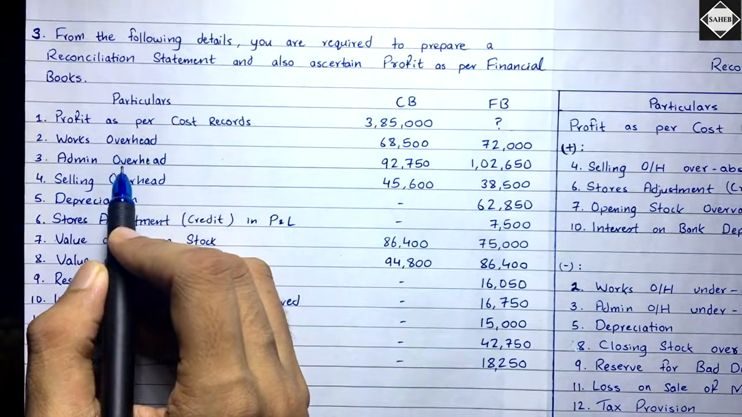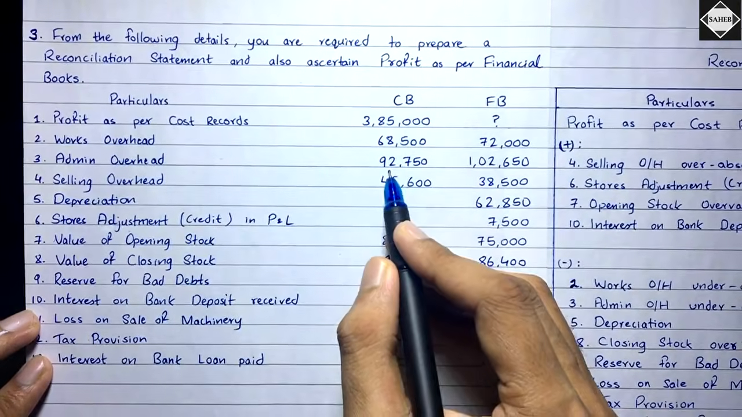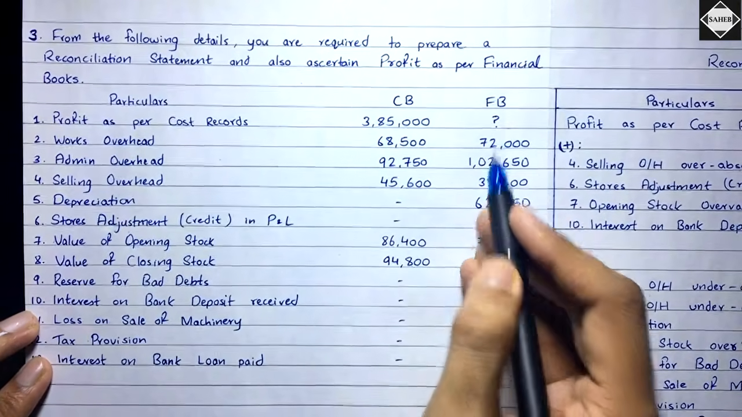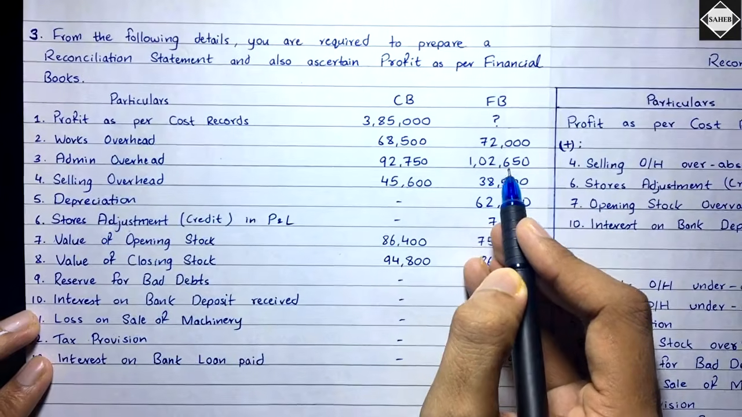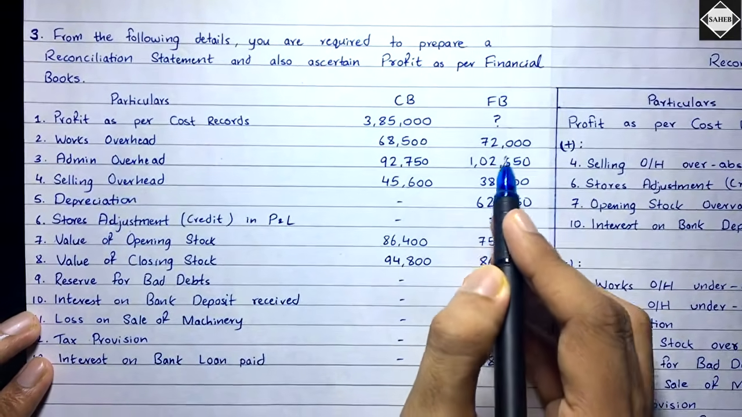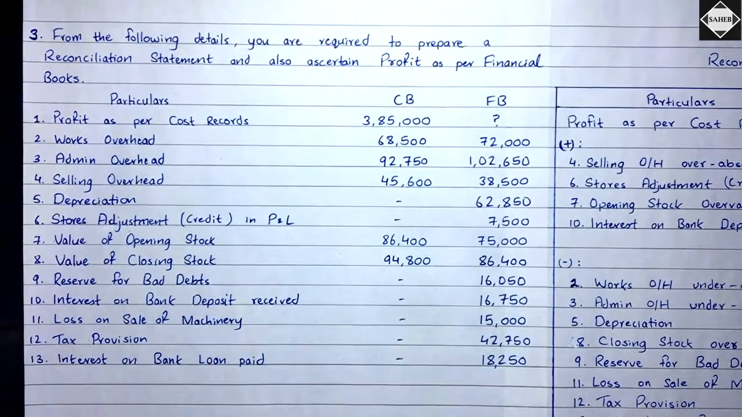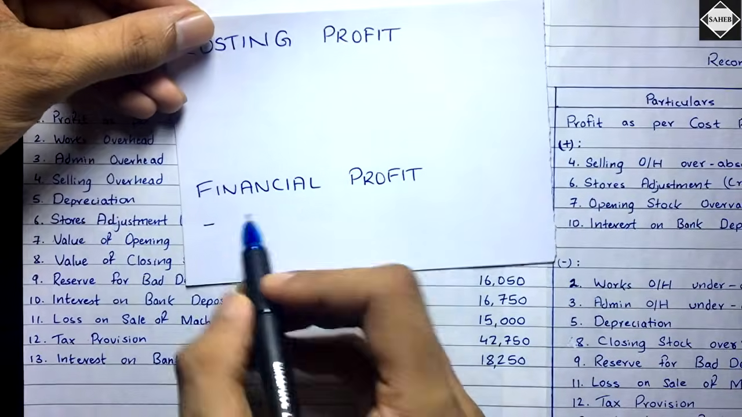So the next transaction we have over here is admin overhead. Overhead means expense. So admin overhead is 92,715 in costing books, and in financial books it is 1,02,650. So again the same thing, expense has been recorded more in financial books. So the impact on financial profit is negative.